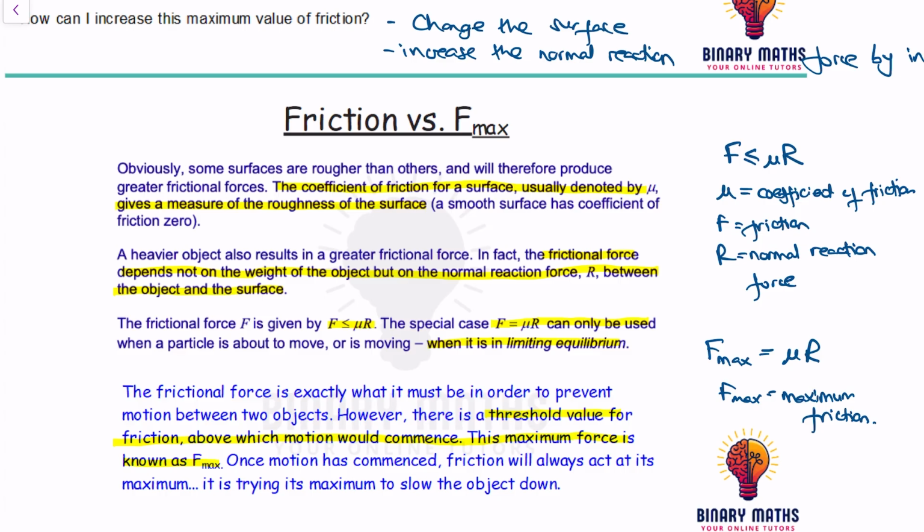So that happens when obviously the particle is in limiting equilibrium. So this is everything that you need to know.